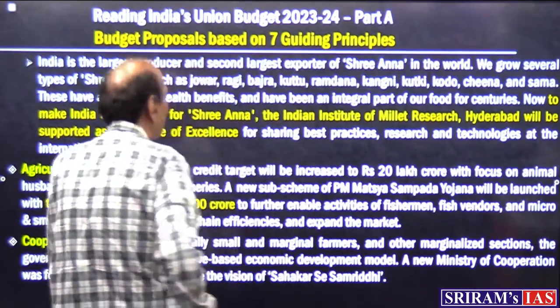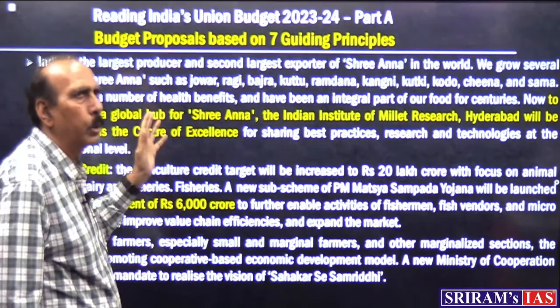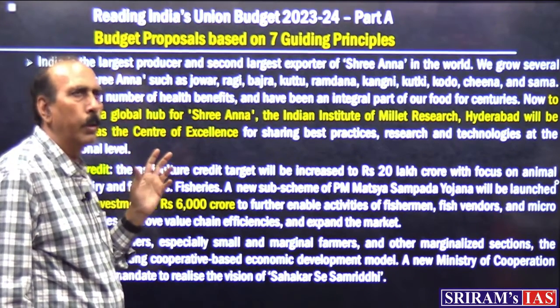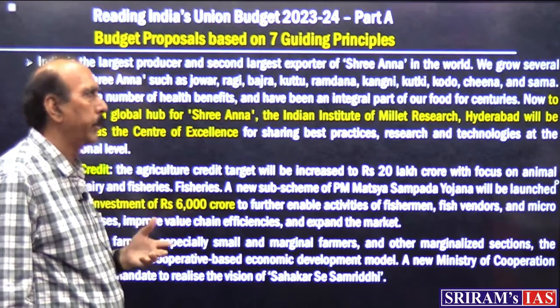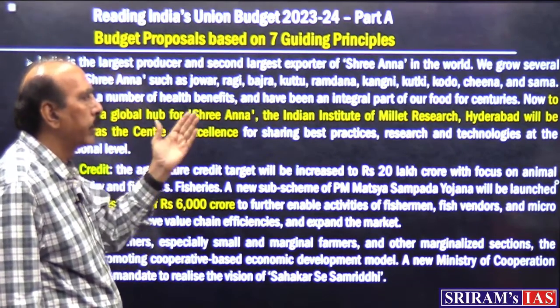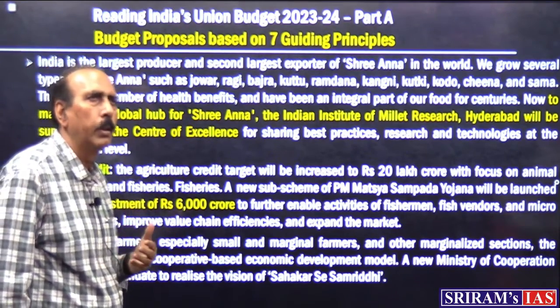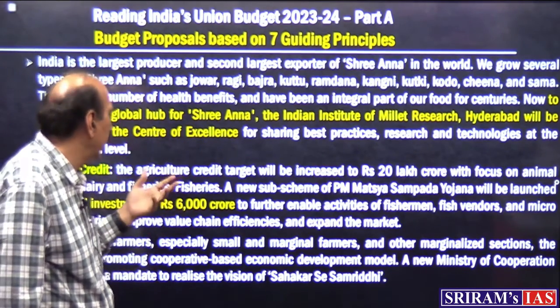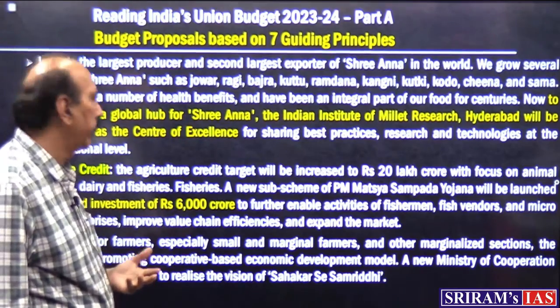The Shri Anna group is to be promoted during the year, and to improve the quality of millet production, the Indian Institute of Millet Research, Hyderabad, is to be made a Center of Excellence. Center of Excellence allocation is provided for this institute.